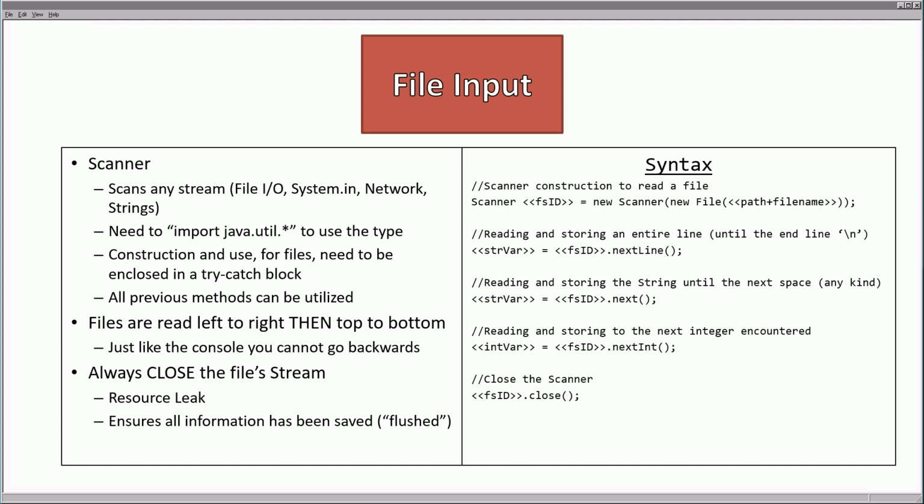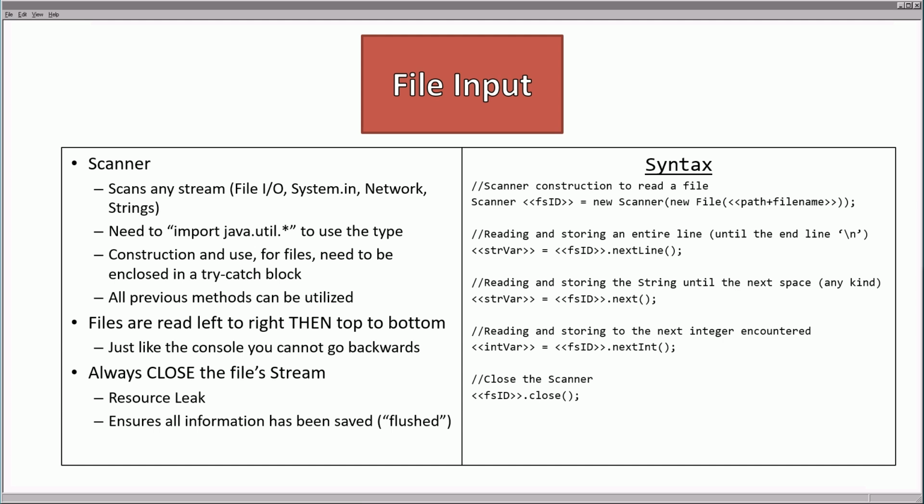Another thing to keep in mind is the Scanner reads from left to right, then top to bottom. Just like when you're writing stuff in the console, you can't go backwards and access previous information that was entered into the console. It only reads what was immediately entered, one at a time. Now, just like with the PrintWriter, the Scanner has to be closed. The file's input stream has to be closed.